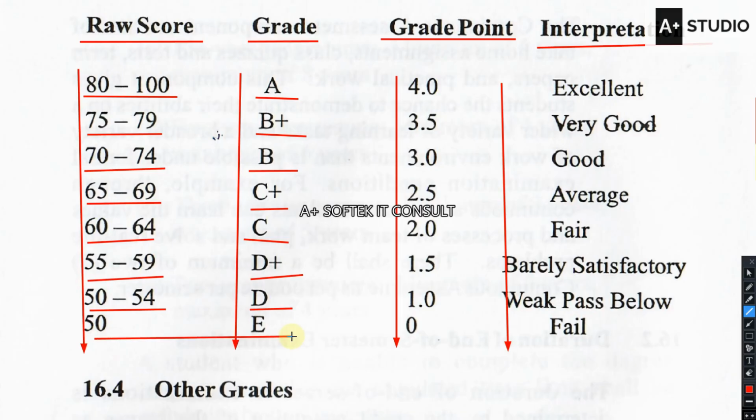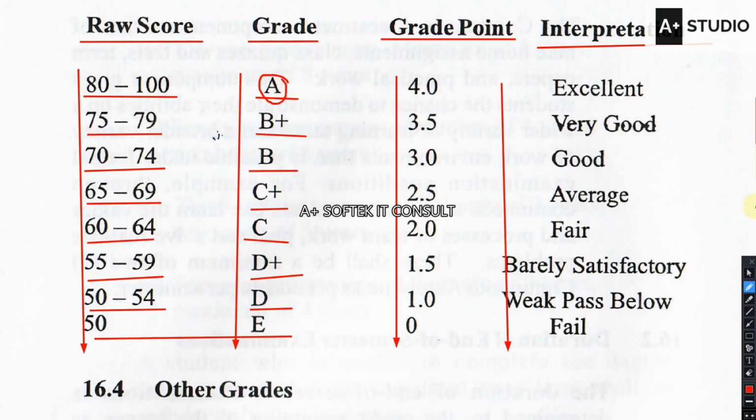in the UCC grading system, which means that at the moment you get 50 or below 50, it is a fail automatically. There is no F. So at the moment you see E on your result, E on your transcript, E in your student information portal, automatically it is a fail. Okay, so 80 to 100 is an A for you, and 75 to 79 is a B plus.